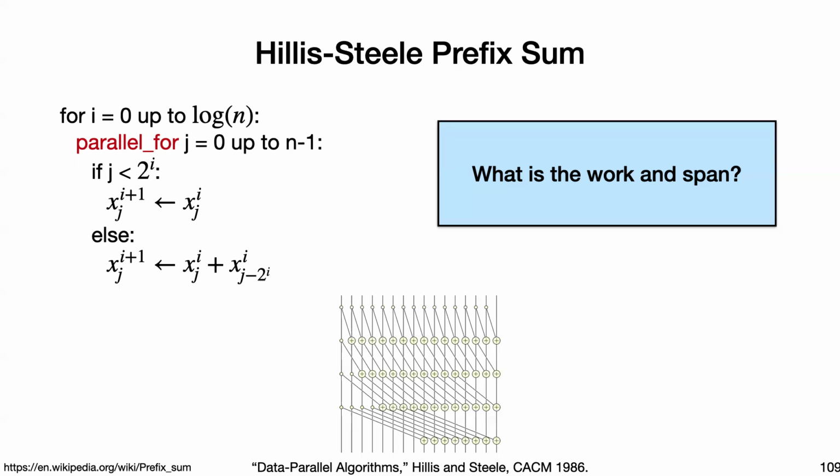So what is the work and the span for this thing? We can start with the work. You get the work by ignoring the parallel for part. You just put a for there. Yes, good. So that is n log n, because the outer loop is log n, the inner loop is n, and you just multiply them. What about the span? Why is it log n?